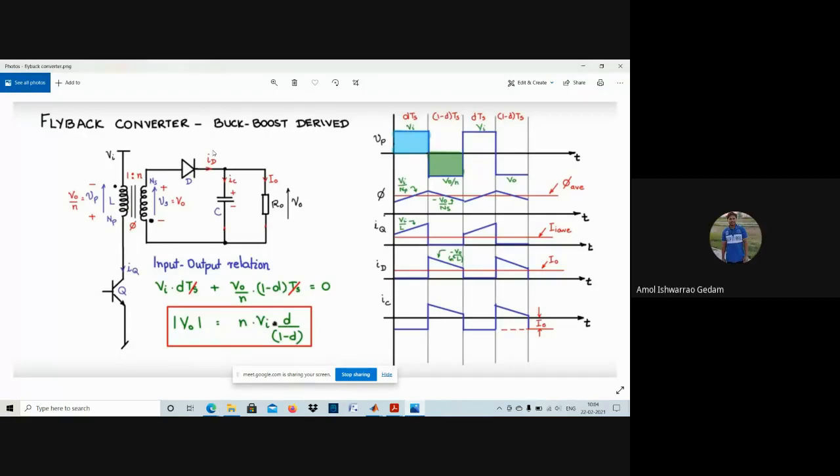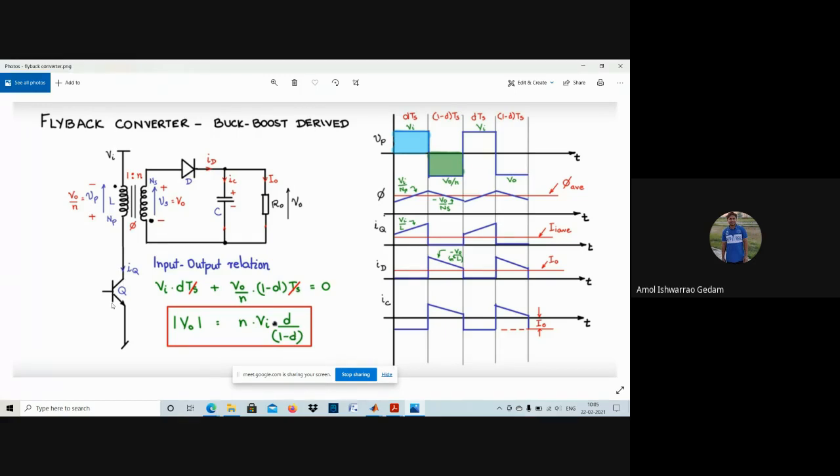So this is the flyback converter. Are you able to see the image? Yes, sir. So this Vi is the input voltage and this is the primary side of the transformer. And this Q is the switch, any switch. It can be MOSFET, IGBT or thyristor, any switch. This is the secondary side of the transformer. This is the diode, capacitor and R load.